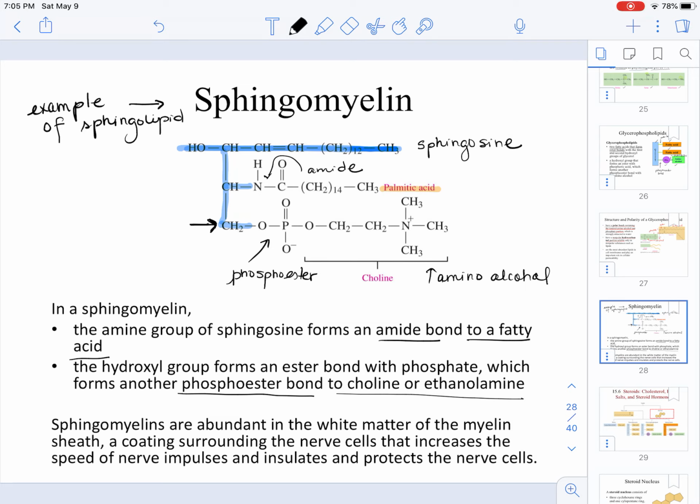Now, why are sphingolipids important? Because, for example, sphingomyelin is going to be abundant in the white matter of the myelin sheath, which is the coating of the nerve cells. And specifically, having this biomolecule surrounding nerve cells is going to be increasing the speed of nerve impulses, and it also insulates and protects the nerve cells.